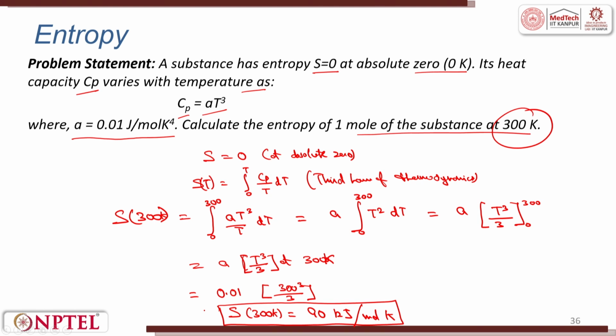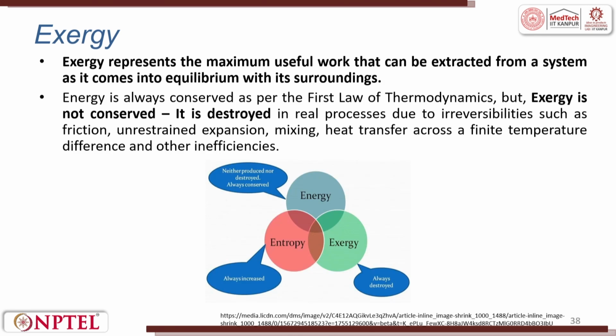This was a simple problem on entropy. So just to recall the concept of exergy as well, exergy represents the maximum useful work that can be extracted from a system as it comes into equilibrium with its surroundings. Energy is always conserved as per the first law of thermodynamics, but exergy is not conserved as it is destroyed, and you have seen this in the lecture series as well. Exergy, energy and entropy, they all come together. Entropy always increases. Energy can neither be produced nor destroyed, it is always conserved. But exergy is something that is always destroyed.